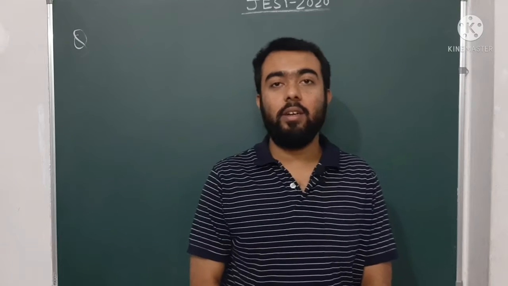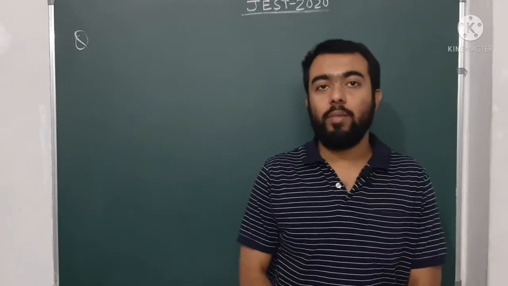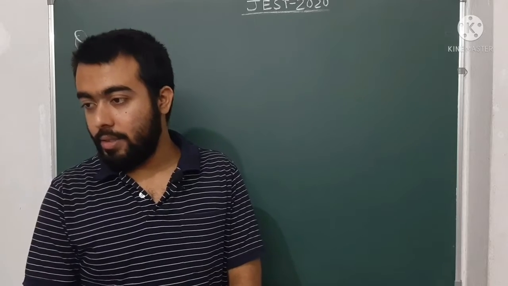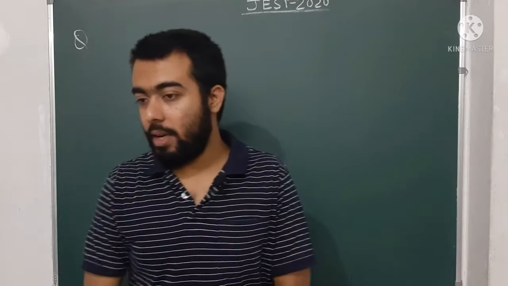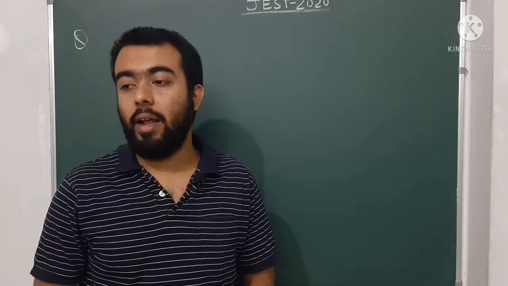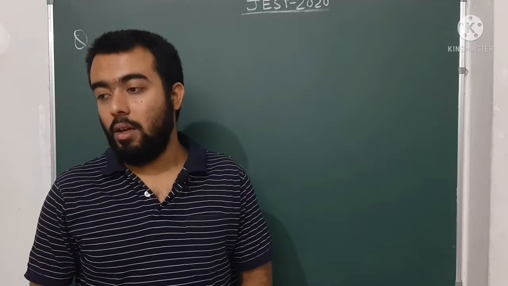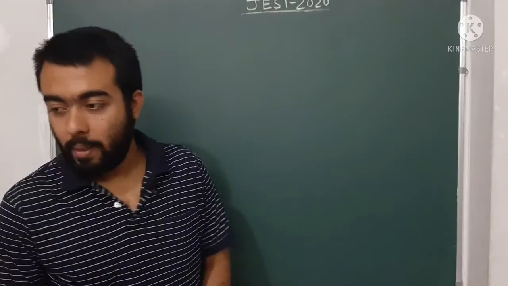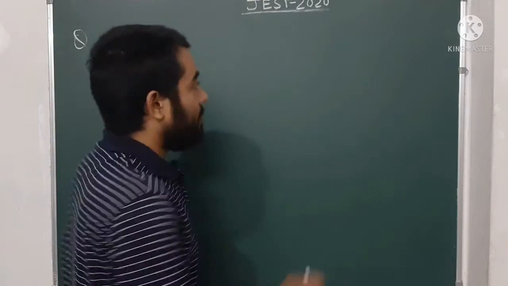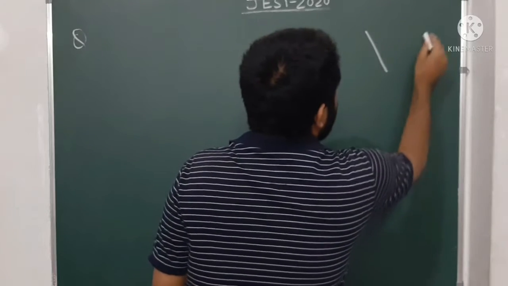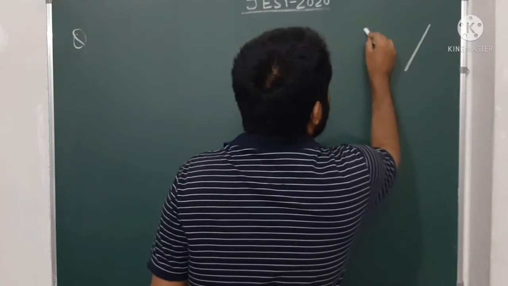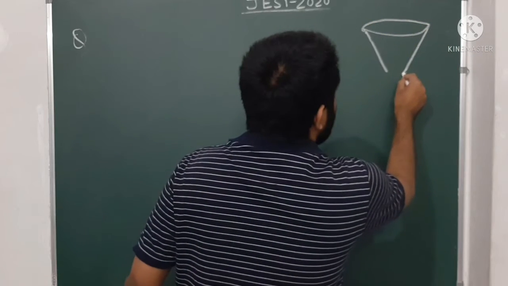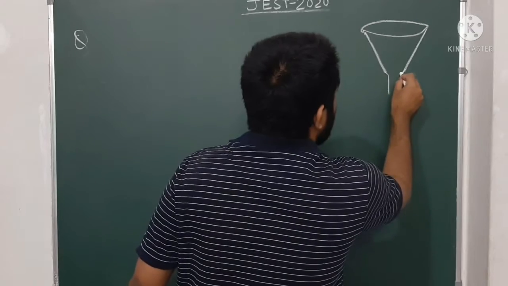Hello everyone, today we are going to solve the rest problems of GS 2020. Our next problem is from classical mechanics. A particle is to slide along the horizontal circular path on the inner surface of the funnel as shown in the figure. They have given a figure, like this.